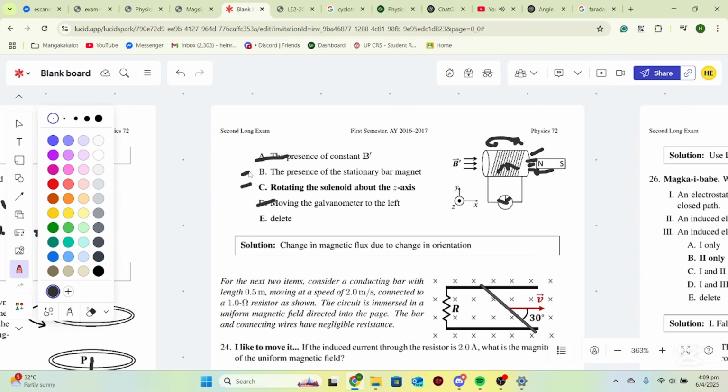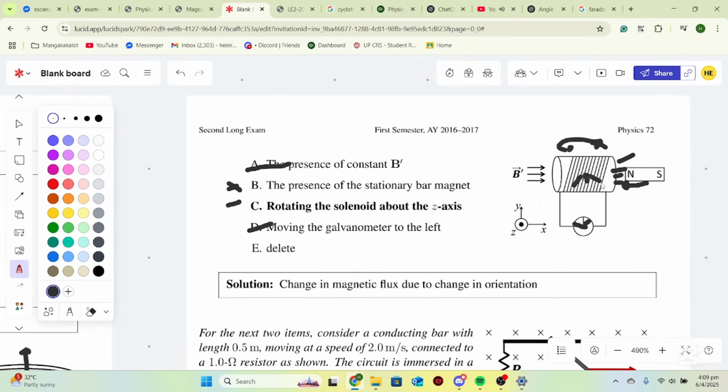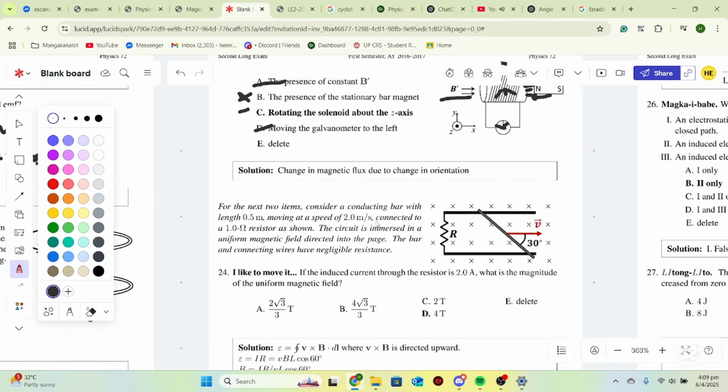And the reason why the presence of the stationary bar magnet doesn't do anything is because if there's no bar magnet at all, it's still a constant magnetic field, so it doesn't really matter. So that's why the rotating is the only one that really changes it, because you change the strength of the magnetic field.